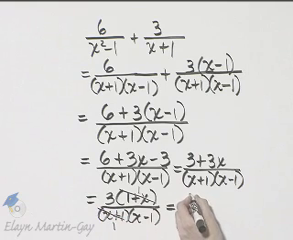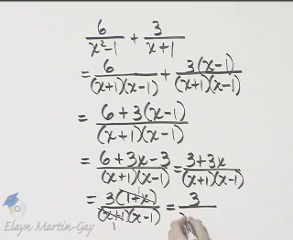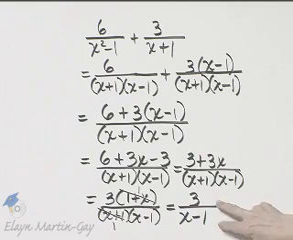What do I have left? I have 3 in the numerator. In the denominator, I have x minus 1. So here is my sum in simplest form.